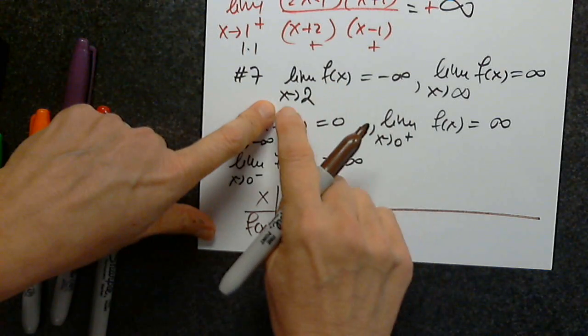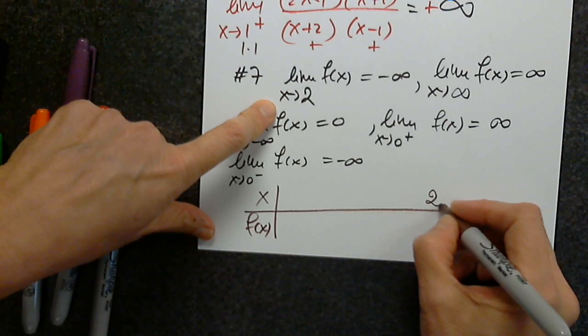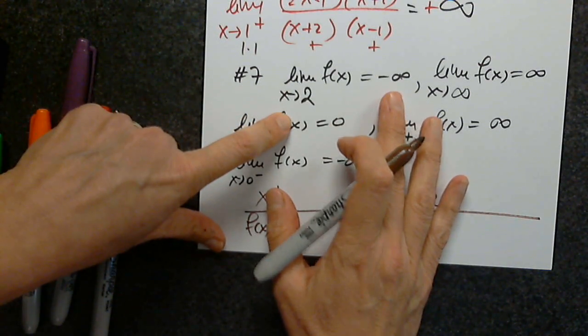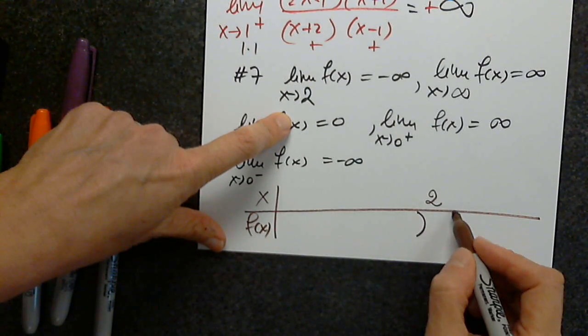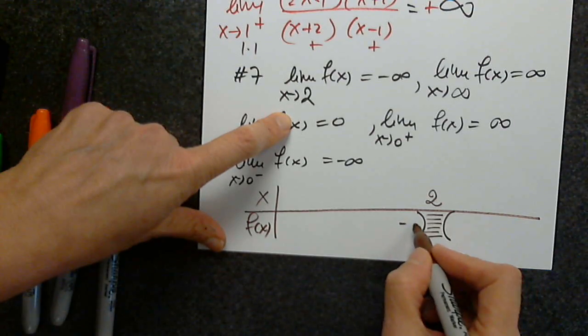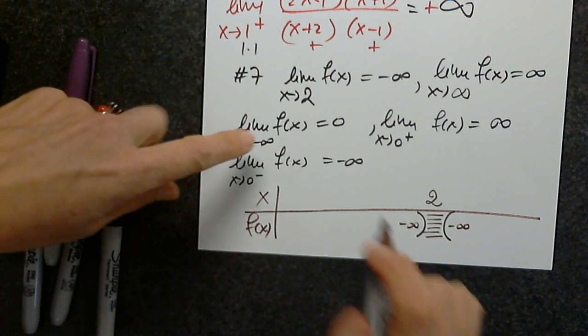Limit of f of x as x approaches 2 from either side. So, 2, let's say it's here. 2 from either side is negative infinity. Because I know what this means. As x approaches 2 from either side, most probably this is a vertical asymptote. The function may be defined there somehow, who knows, as a piecewise defined function, but yes.